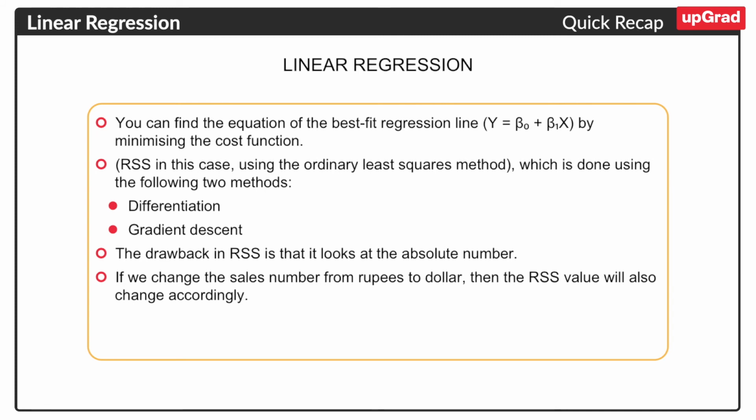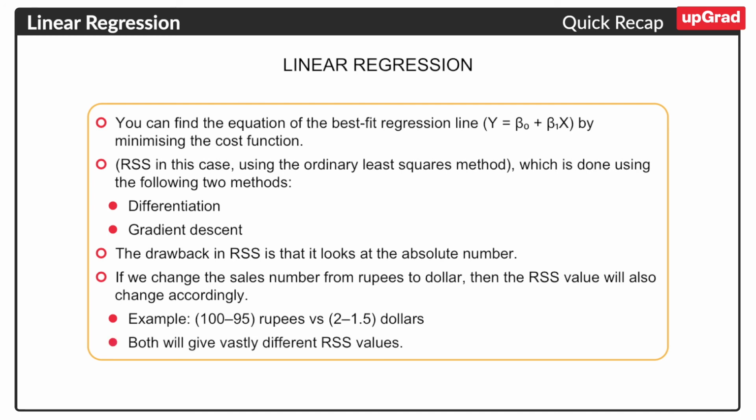Now if you apply RSS, just take a simple example. Let's say 100 rupees minus 95 rupees. So this is y1 minus y predicted, versus if the values are in dollars, you will be doing 2 minus 1.5, right? If you calculate the RSS, the values will be completely different. So just by changing the metrics, we'll be getting different RSS, which is not a good way, right? So both will be giving vastly different RSS values. Now you must be thinking, then what is the most ideal way of finding this out?